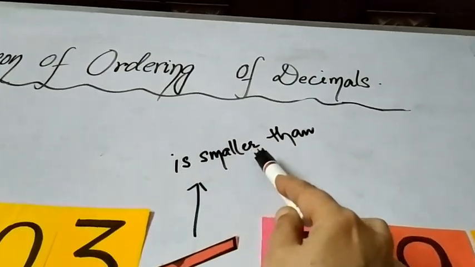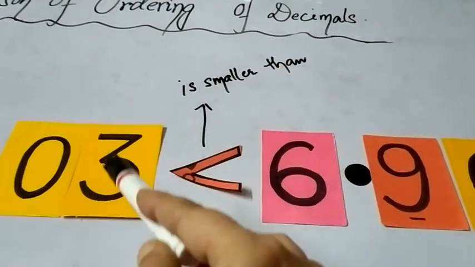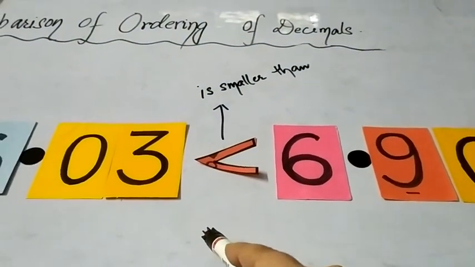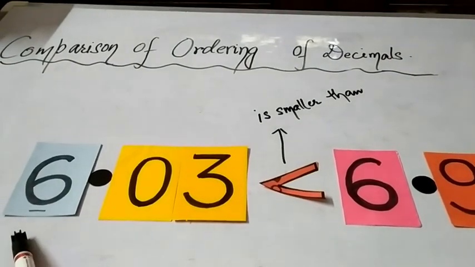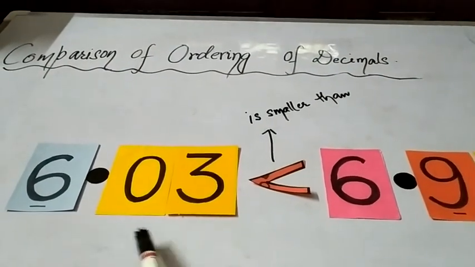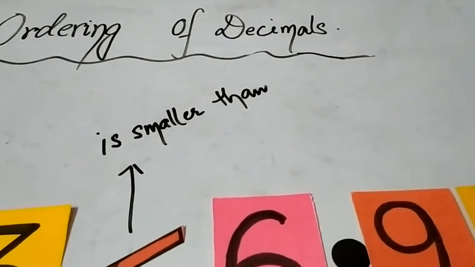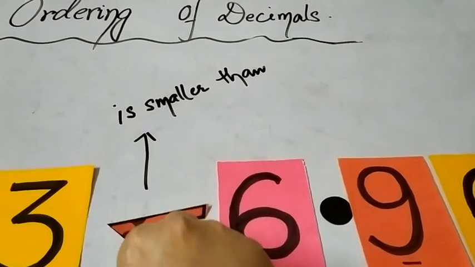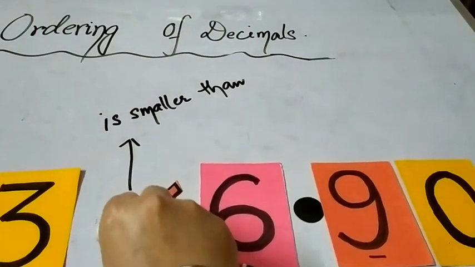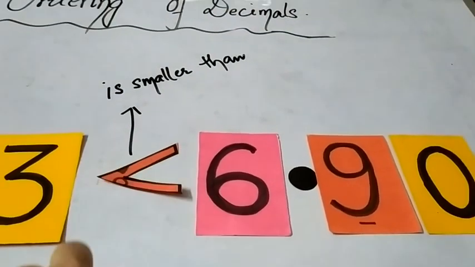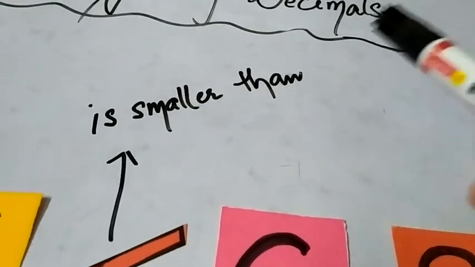It is very important to read the mathematical sentences correctly. Always start from the first number on the left side. The sentence starts from here, so start reading the numbers from here, and this sign will be read as is smaller than. If it is on the other side, then you will read it as is bigger than. So here it is smaller than, so we will read it is smaller than.